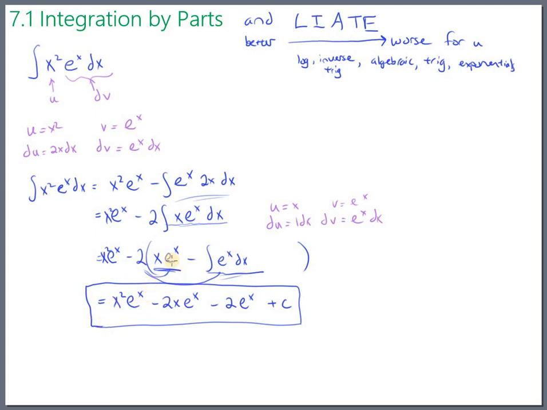Technically, you got a plus c every time you did an integral. So we actually had 2 different plus c's. But when you add an arbitrary constant to another arbitrary constant, you get yet a third arbitrary constant. So it's typical just to wait until the end and stack one arbitrary constant on the end. Okay, so that's the idea of using integration by parts multiple times.